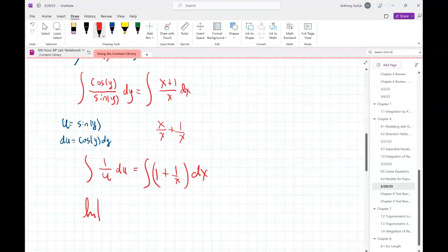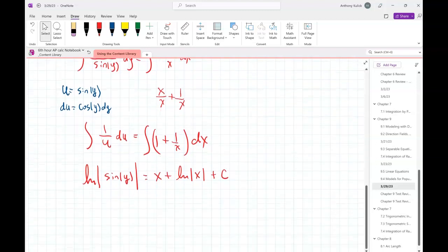So I have then the natural log of the absolute value of sine y equals x plus the natural log of the absolute value of x, plus c. Plus c, okay. You did plus c, well, for a minute anyways.